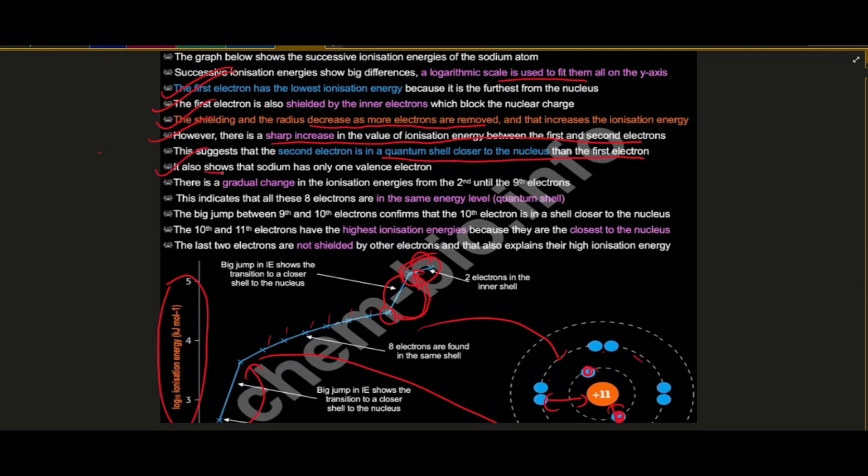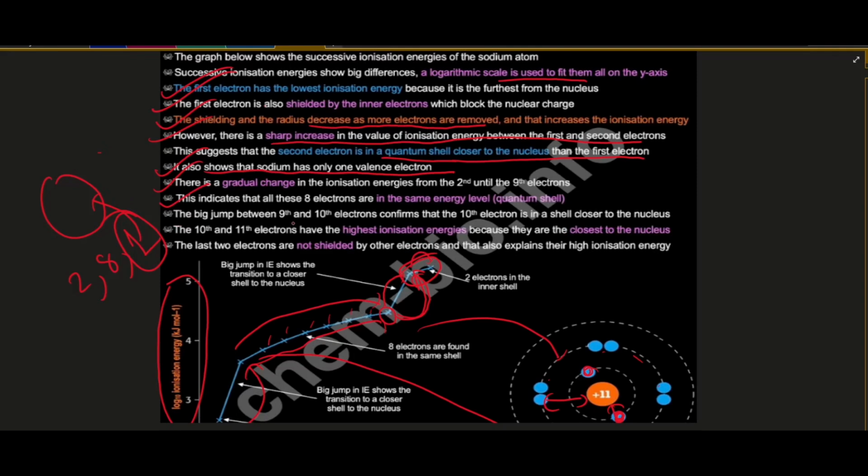So it also shows that sodium has only one valence electron. Valence electron basically means, what do we know about it? 281. So that is the valence electron sodium has. And there is a gradual change in the ionization from the second to ninth electron, because like I explained a little while ago, these 8 electrons are present in the same quantum shell. So as a result, they will possess the same energy, and will comparatively take similar energy to be removed from their quantum shell.